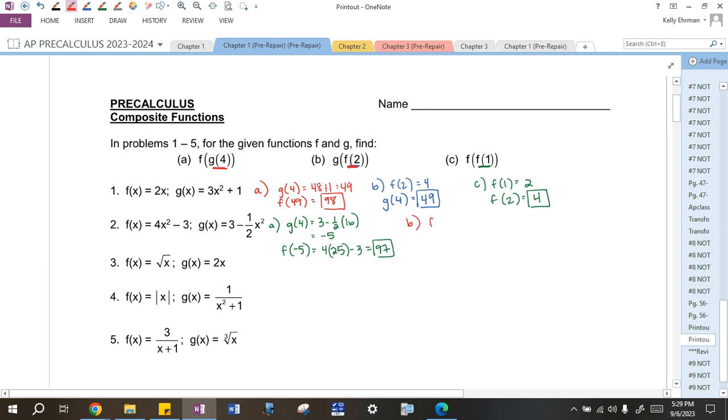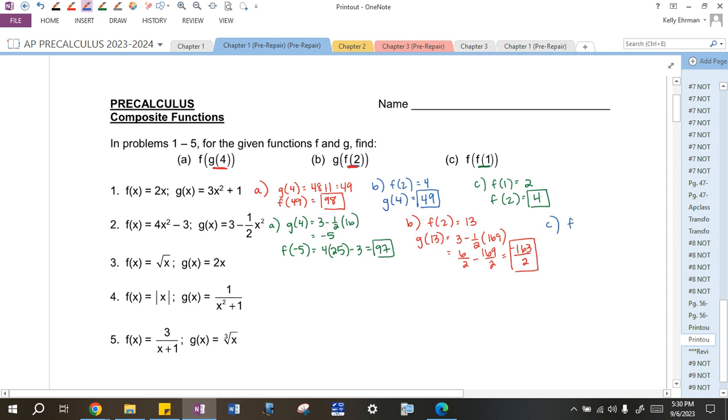G of f of 2, start with f of 2. 4 times 4 is 16, minus 3 is 13. And then g of that answer, which is 13. 3 minus 1/2 times 13 squared. So 3 is going to be 6 over 2 minus 169 over 2. That's negative 163 over 2. And I would just leave it like that. There's no reason to make it a mixed number.